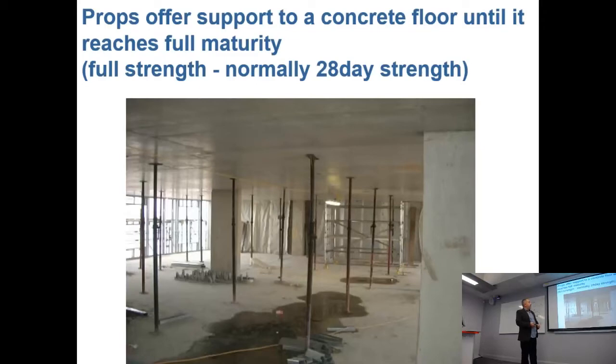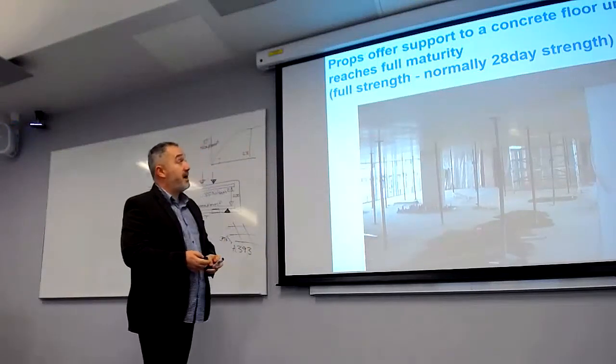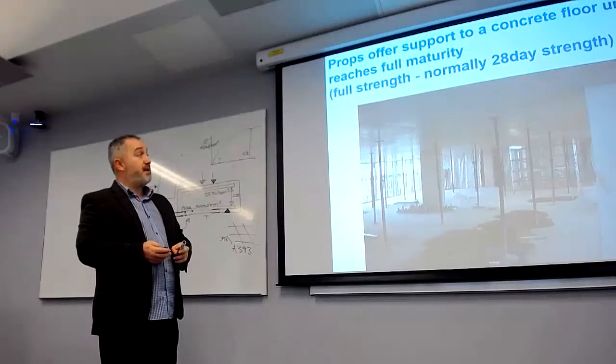So props are normally left there 28 days. However, you can get concrete admixtures that you can add to the concrete, which either speed up how quickly the concrete hardens, or slow it down. So they usually put in a plasticizer to allow it to flow easily, and then they put in an admixture for it to go off quick, so that they can then remove these props and take them elsewhere. You don't have to look at the different types of admixtures.